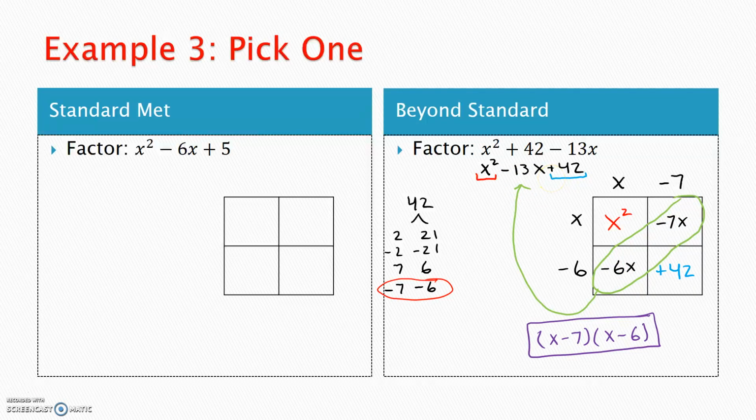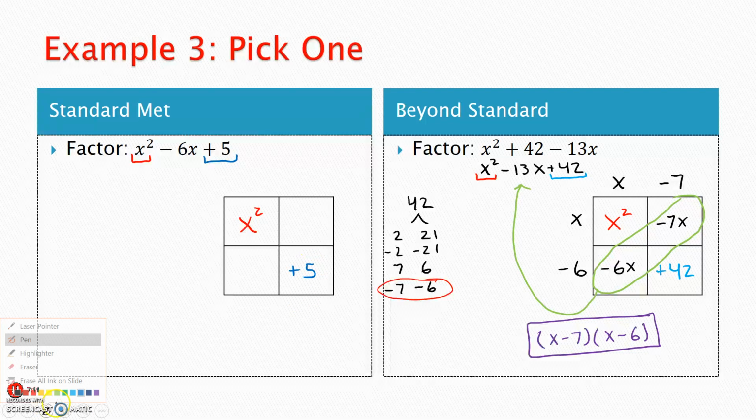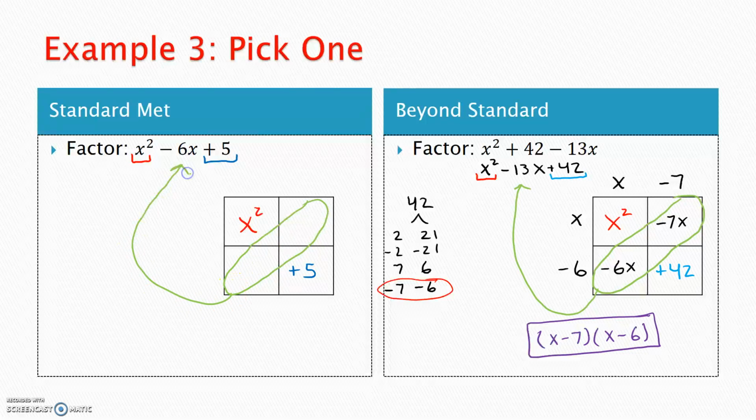Alright, let's go over here for standard met. So again, x squared goes in the very, very first box. Alright, my constant, the one that does not have a variable, that goes at the very, very end. Okay, and again, I have to make sure that my diagonals, my like terms here, will combine hopefully to give me that -6x that I needed. Okay, let's go ahead and start filling this out.